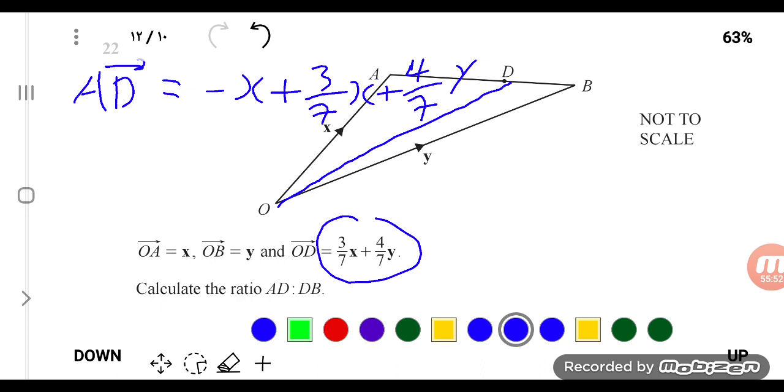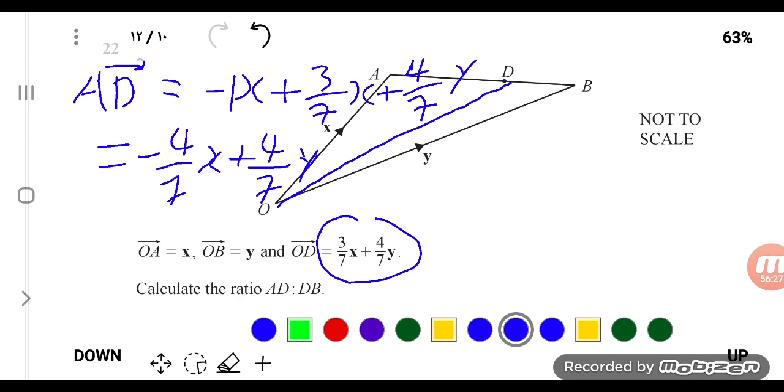Now, if I simplify this, minus x plus 3 over 7x, you can do on the calculator minus 1 plus 3 over 7. So in this case, you get minus 4 over 7x. This is minus 1x, plus 3 over 7, you get minus 4 over 7x. And 4 over 7y, leave it the same, plus 4 over 7y.